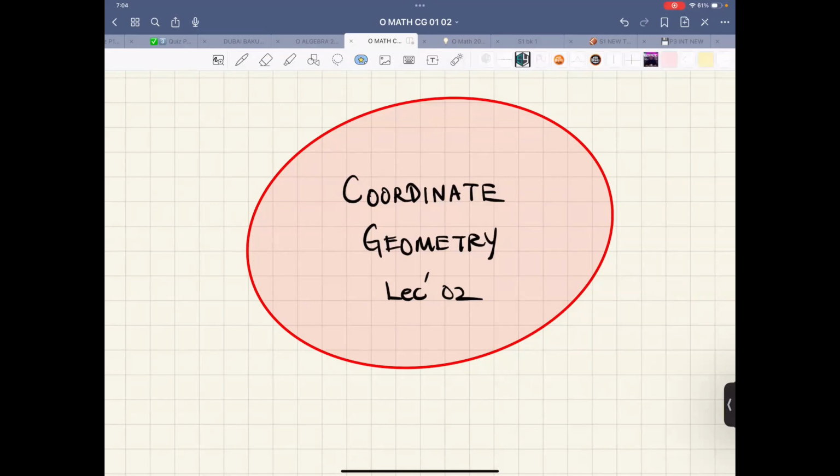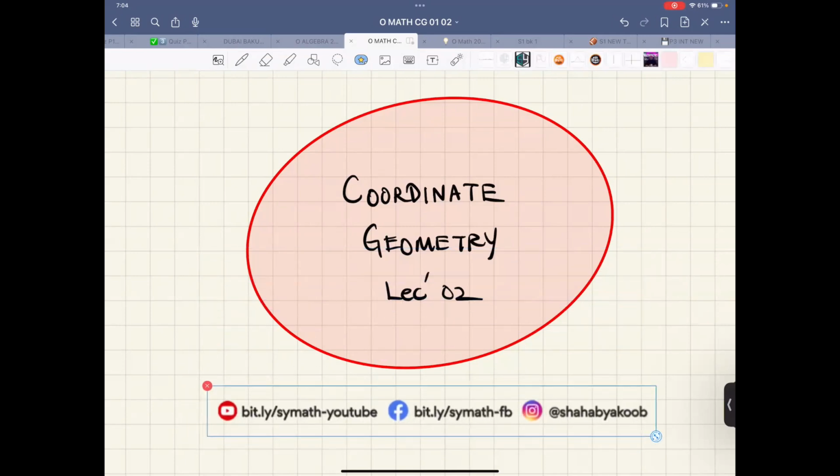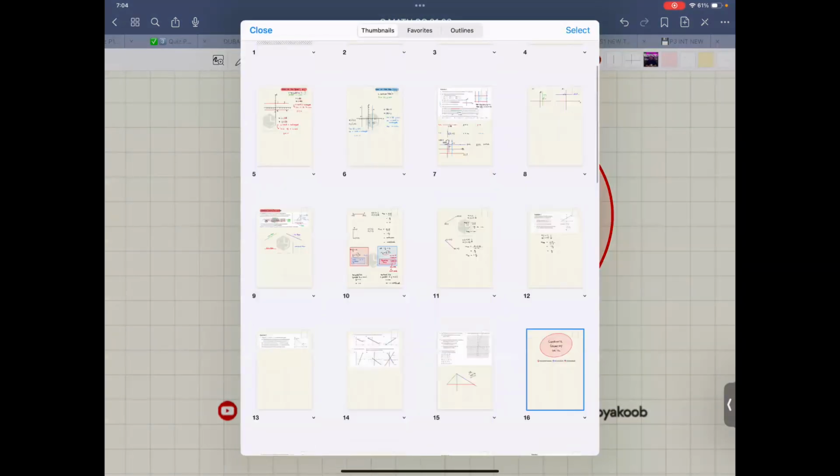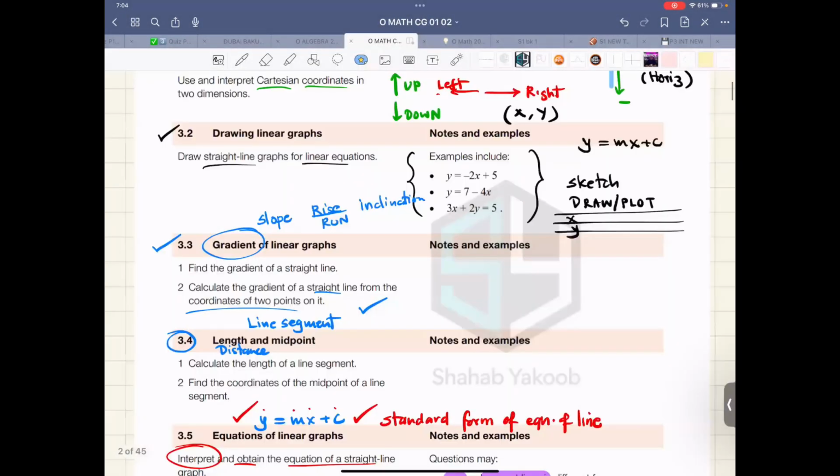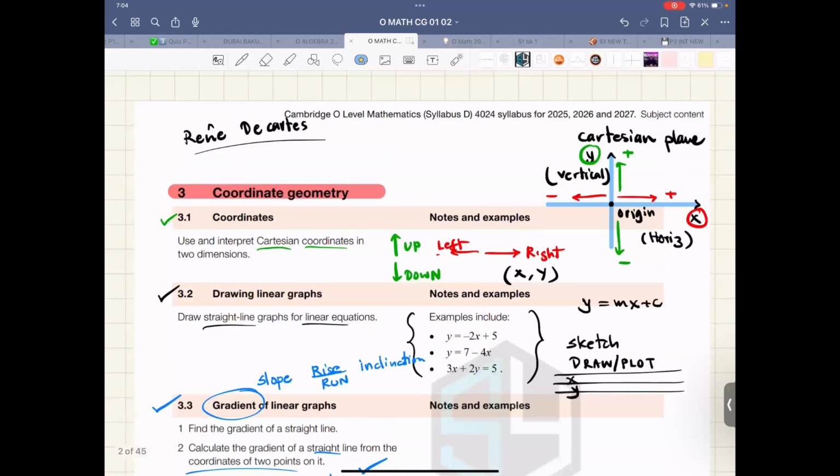So we are starting with coordinate geometry. This is the second lecture. Now let's first go through what we have done in the previous lecture. So let me go all the way up. And this was the concept, this was the syllabus outline.